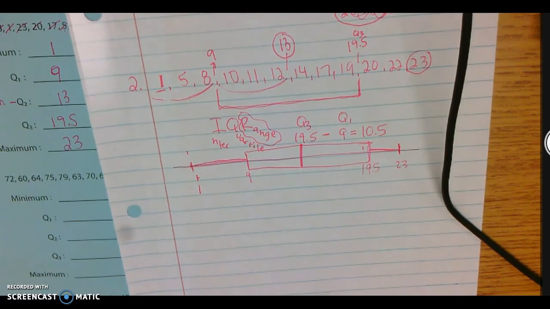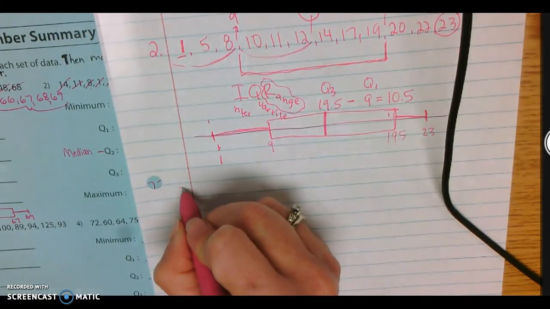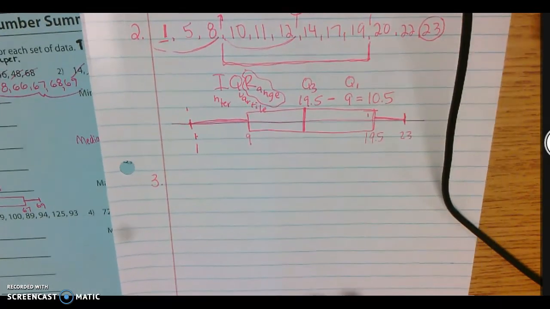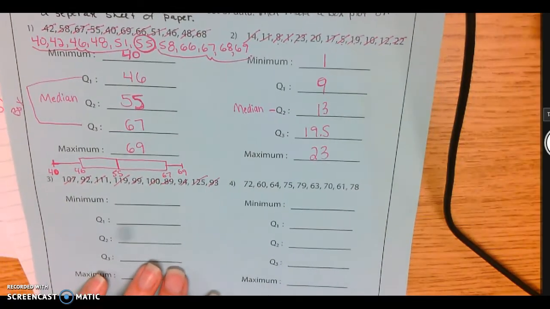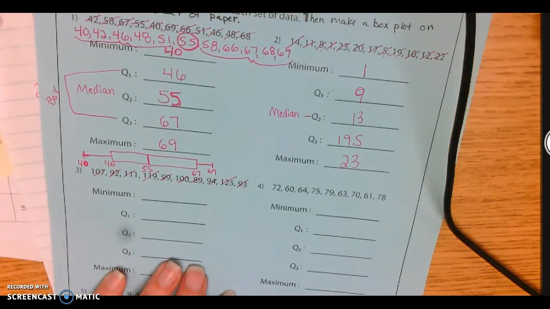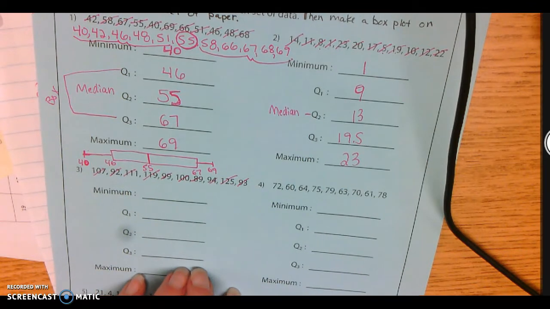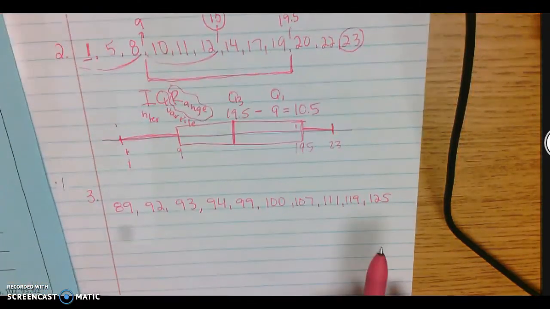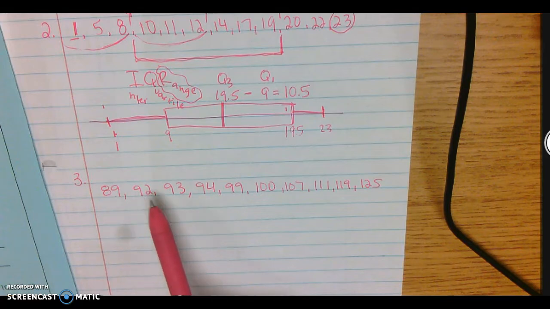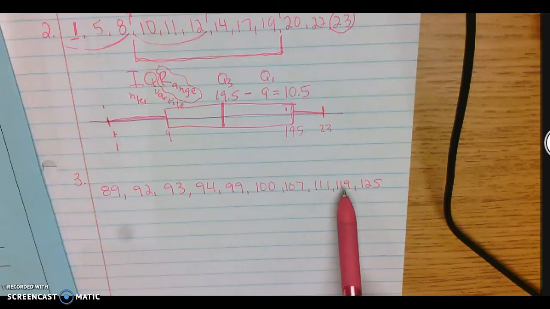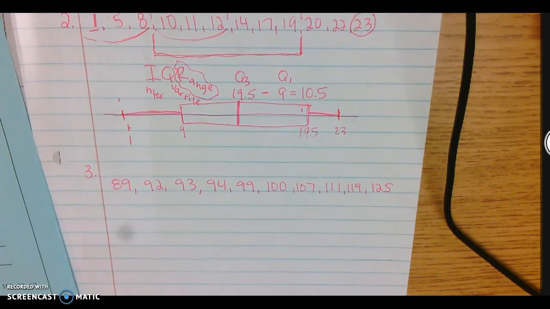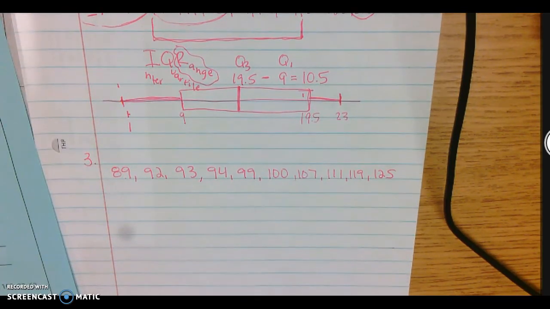So let's go ahead and try number 3. The first thing you should do on your own is order that data from least to greatest. Order that on your own, push pause, and check back to see if you have the data ordered the same way I do. All right, if you are coming back to me, you have ordered your data from least to greatest, and you are ready to check to see if you have it in the correct order that I have it in. So you should have 89, 92, 93, 94, 99, 100, 107, 111, 119, and 125. If you have them in order from least to greatest, great job.